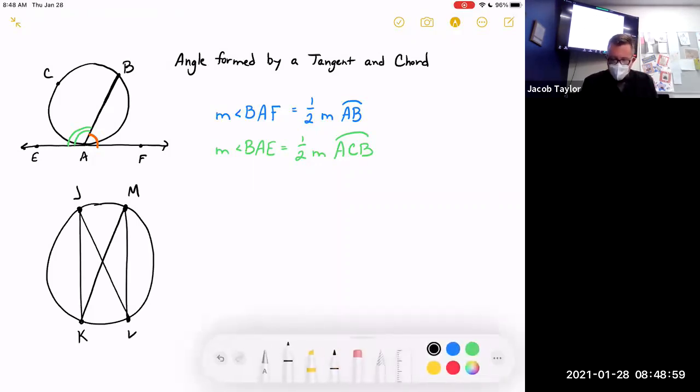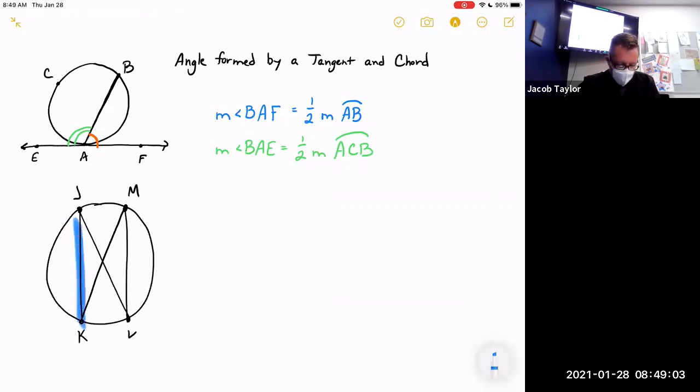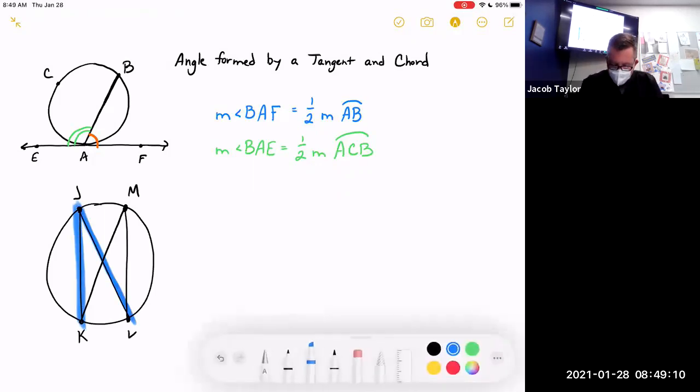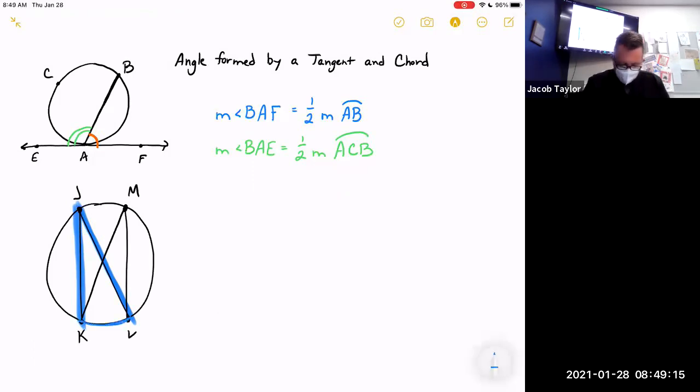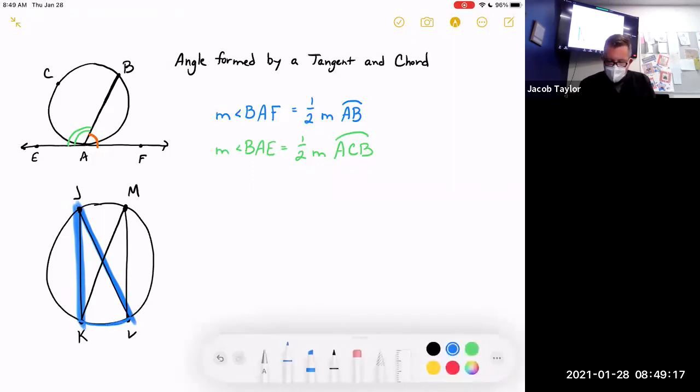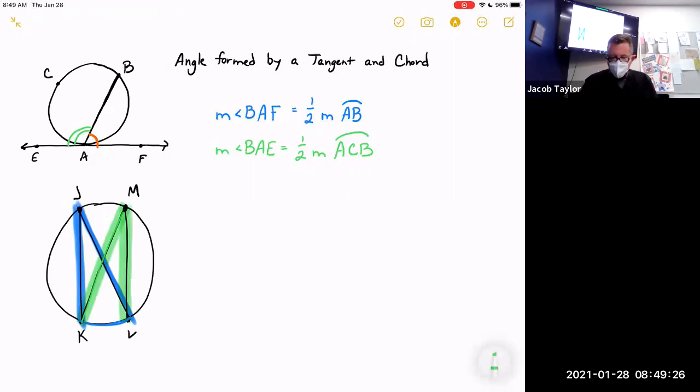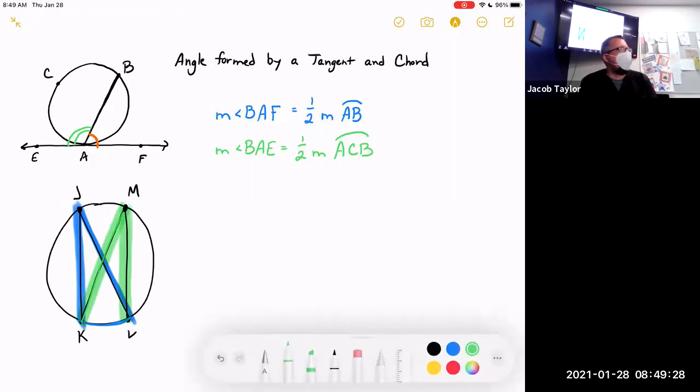Well, let me help you out here with the first one. Let's look at angle KJL. Which arc does angle KJL intersect? RKL. And let's look at angle KML. Which arc does inscribed angle KML intersect?